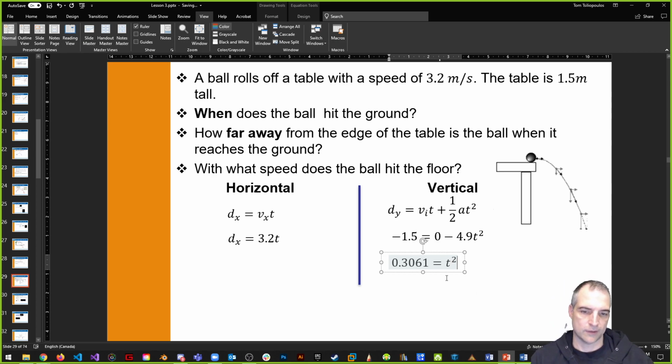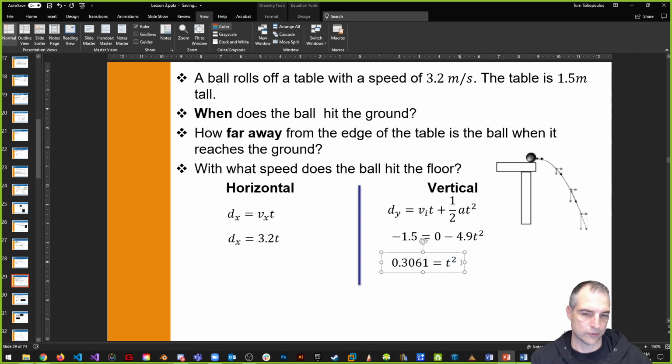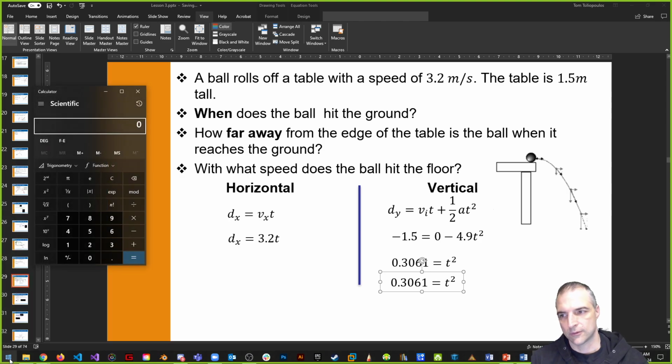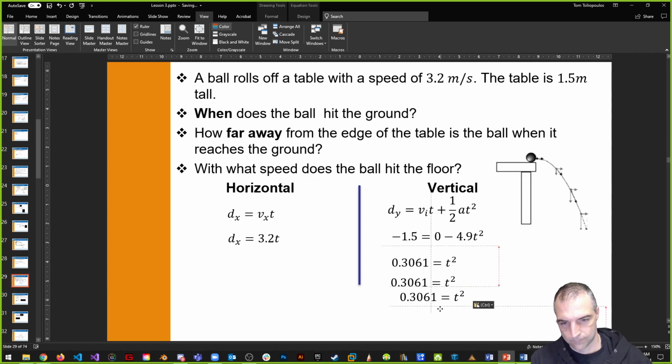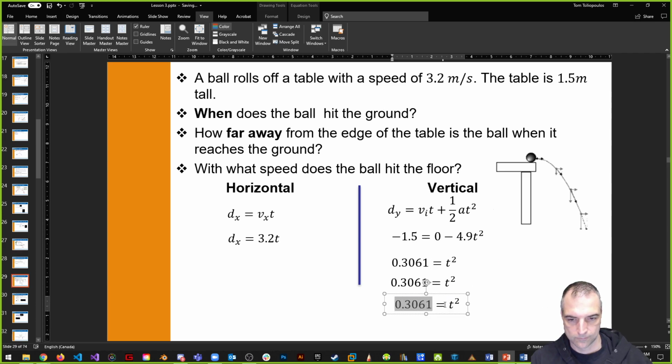So what then is t if we take this further? How do I figure out t? I square root both sides. Now there's a challenge here, right? We'll talk about that in a second. If I take the square root of both sides, then what do I get as 0.3061? So on the calculator, if I go to 0.3061 and I want to take the square root, it becomes 0.55326. Let's say 0.5533. So t then is 0.5533 seconds.